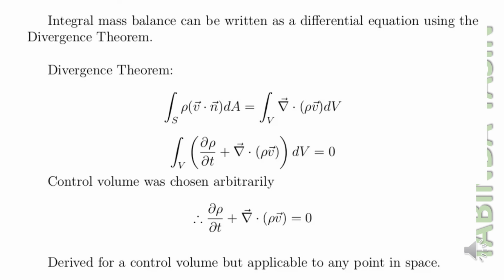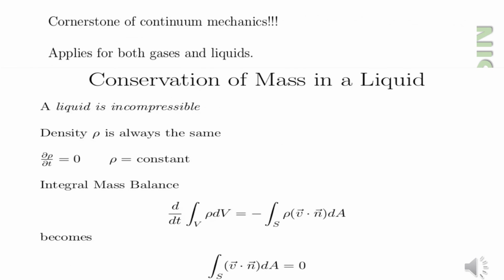The control volume was chosen arbitrarily, so partial rho over partial t plus del dot rho v equals 0. This equation is derived for a control volume but is applicable to any point in space. It applies to both gas and liquid.